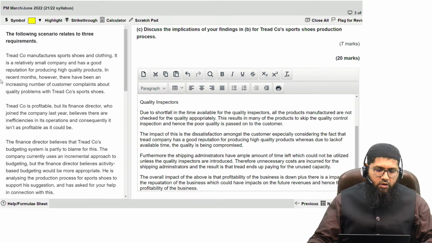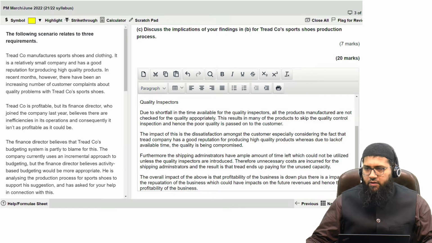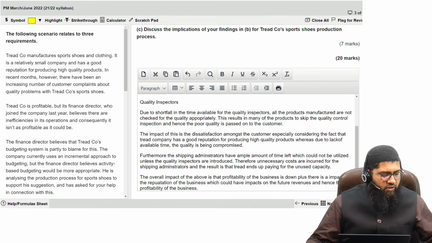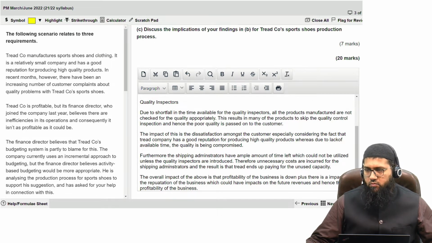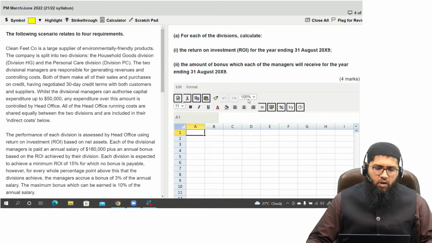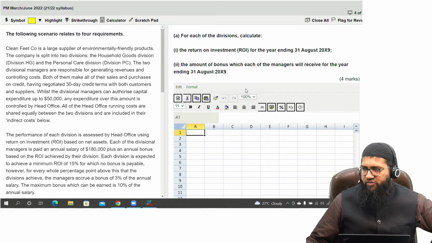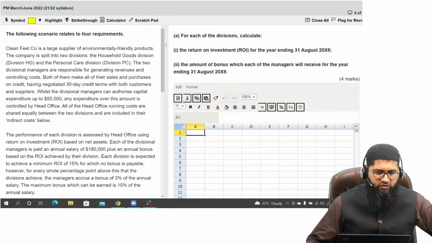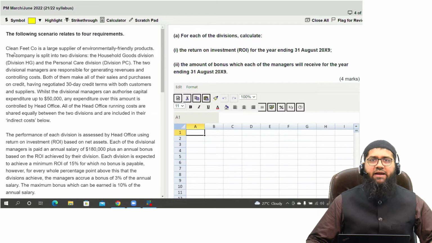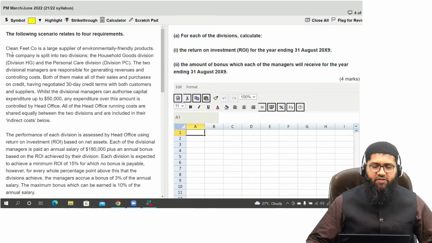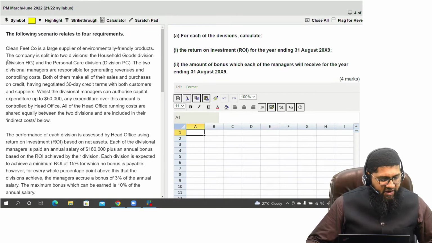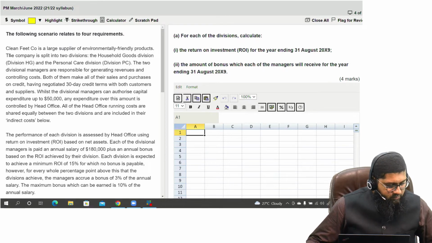Okay, good enough. So we are done with this specific question, the name of which was trade company and it was about budgeting. Okay, so we have got this question in front of us. The name of this question is Clean Feed Company. This is one of the past examination questions relating to the area of performance management. We're gonna start discussing this question, Clean Feed Company.